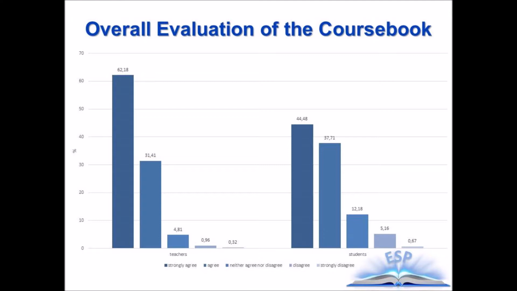The following slides will present research results related to the categories of the coursebook quality both teachers and students assessed. The charts illustrating the overall evaluation of the coursebook quality indicate that teachers' and students' opinions of the overall coursebook quality slightly differ.